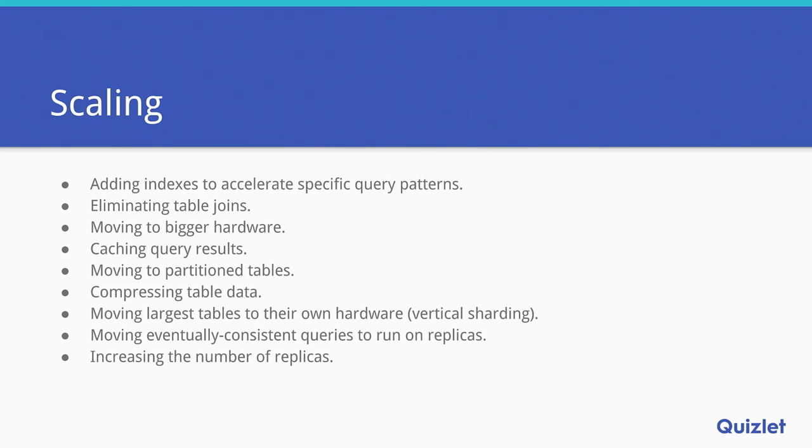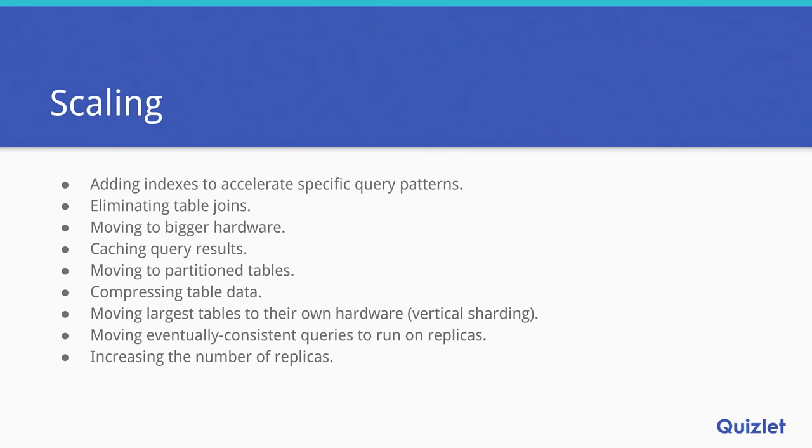Probably our biggest scaling effort has been around taking tables and splitting them out into their own hardware. So this is just vertical sharding. Our biggest tables we run on separate instances. Once you do this, you have a more complex architecture, but you get much, much more scale.